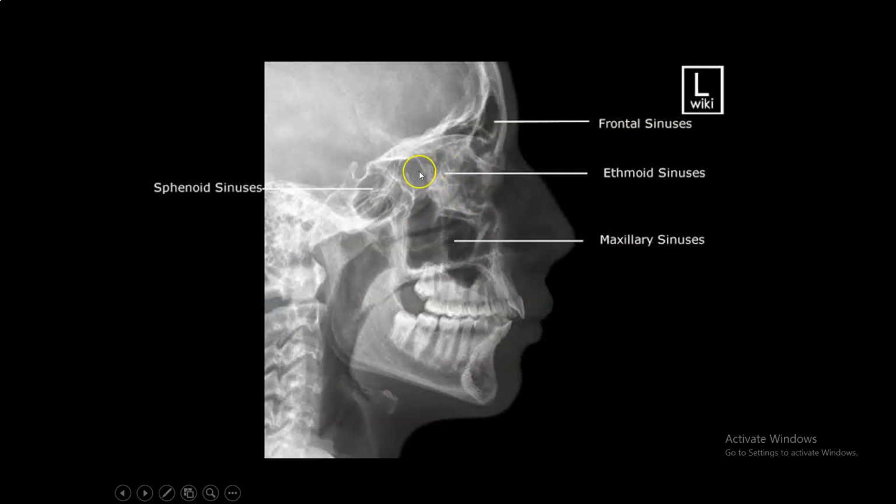This is a plain X-ray showing the floor of the anterior fossa. This is the anterior clinoid, the floor of the cella, dorsum cella, and here is the sphenoid sinus. All this air present here is the sphenoid sinus. Of course, in front of it is the ethmoid, and this is the maxillary sinus. So this is the sphenoid sinus, appearing hypodense on plain X-ray because of the air inside the sinus.